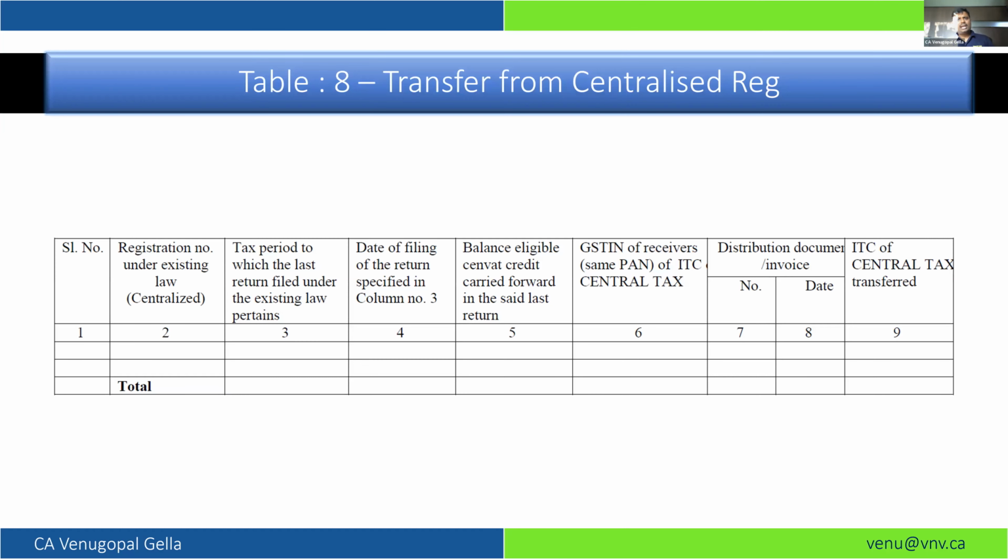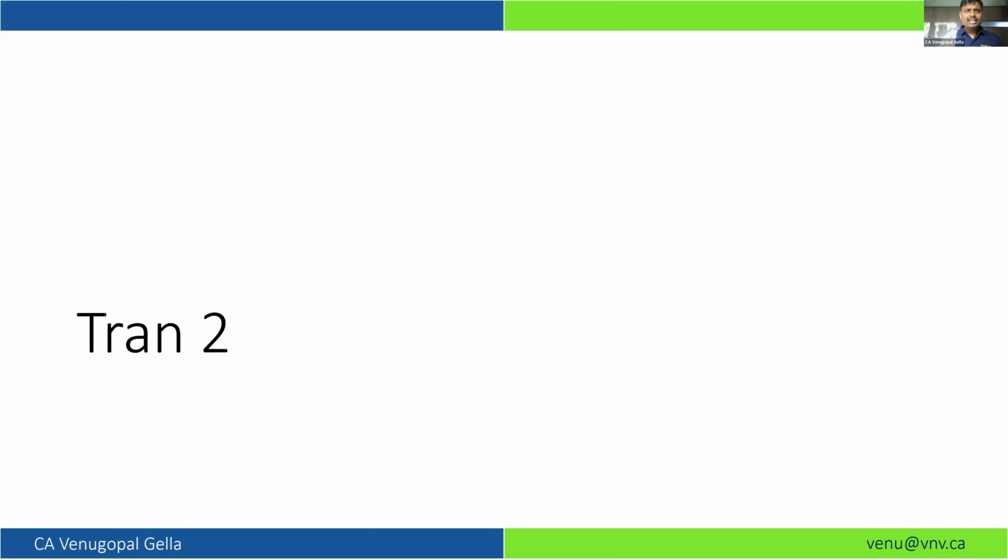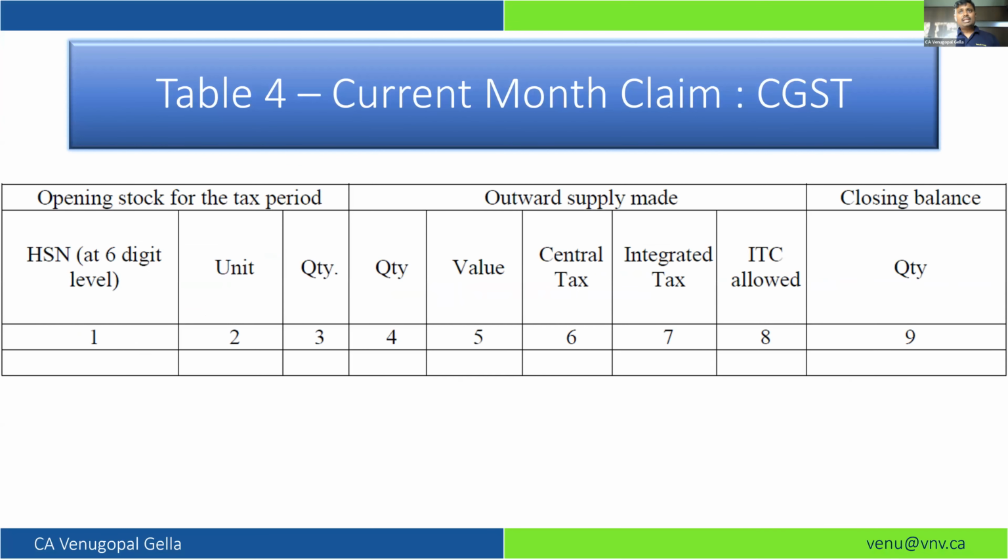And there was one other table: if you have a centralized service tax registration and you are transiting into GST and breaking into state-wise registration, you had a permission to split the opening credit state-wise. So you take the credit to one state and split it state-wise. So all these mechanisms were there. The Tran 2 was more important. It was a claim to be made for a period of 6 months.